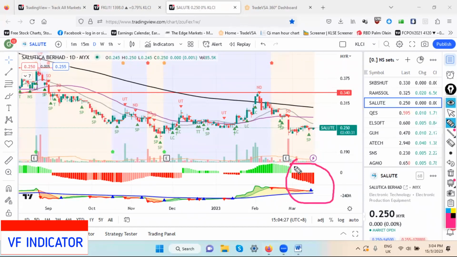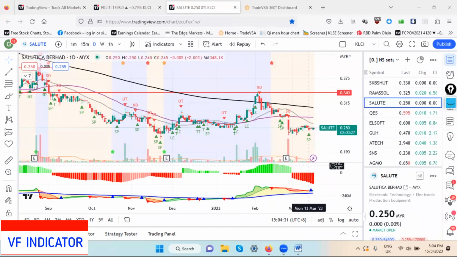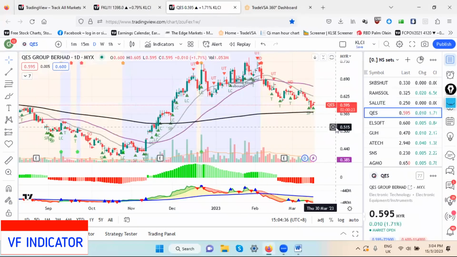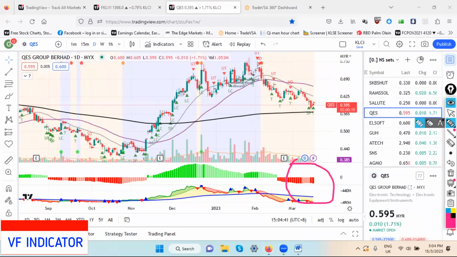But we don't want to do this kind of trade because it's not really worth it. It's not risk-free. Some stock is QES. You can see here, actually, you can catch a very good bombing here.